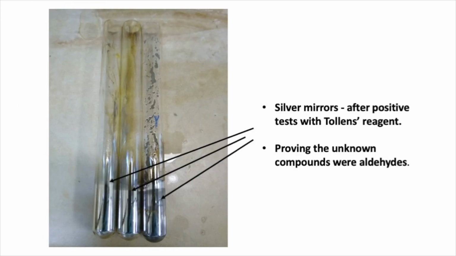This slide shows what the silver mirrors look like, and I've got 3 test tubes here, and there's been 3 positive tests with Tollens reagent, so there must be 3 aldehydes here, as all 3 give a silver mirror with Tollens reagent.